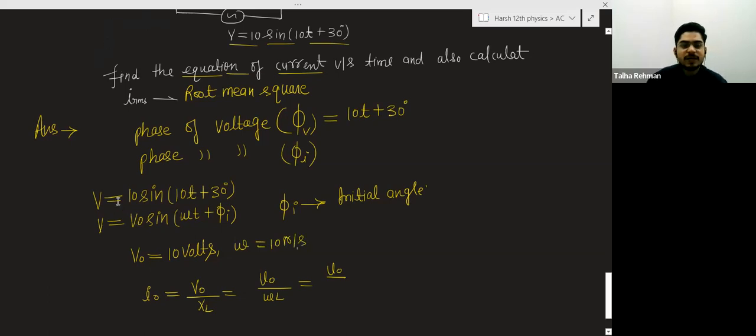See, just calculate this. V is equal to V naught sine omega t plus... Sine t, yeah. This 10 t, and here will be omega. Omega is equal to 10 radian per second. So omega is 10.